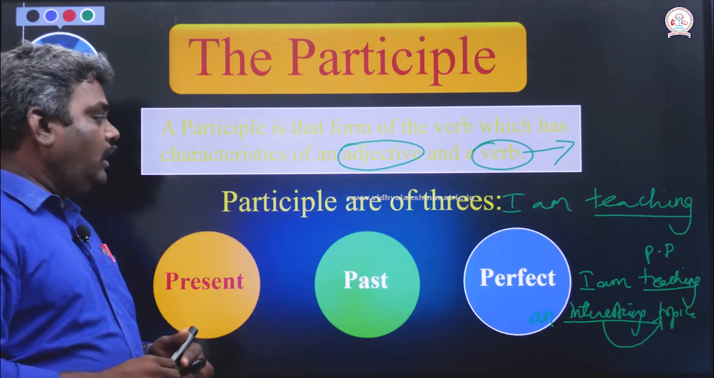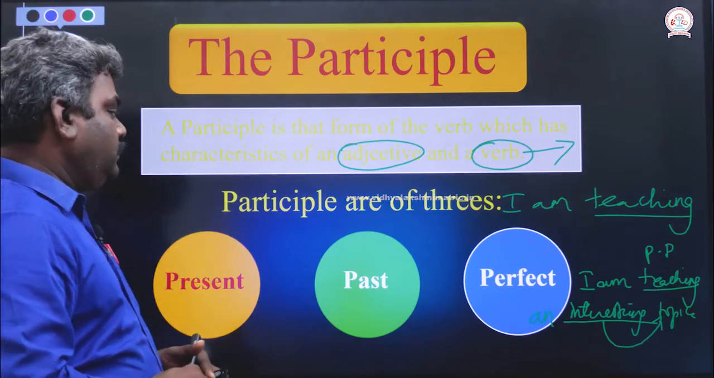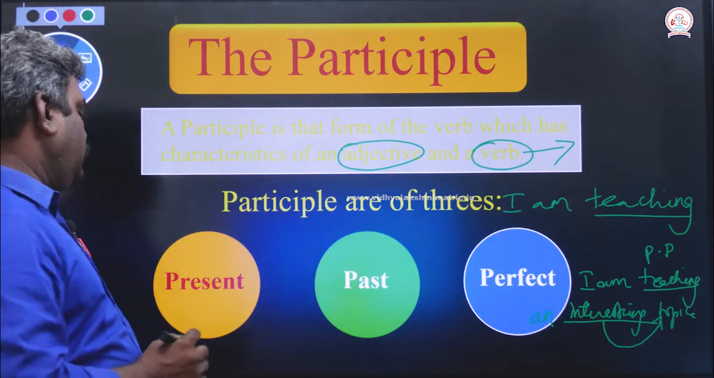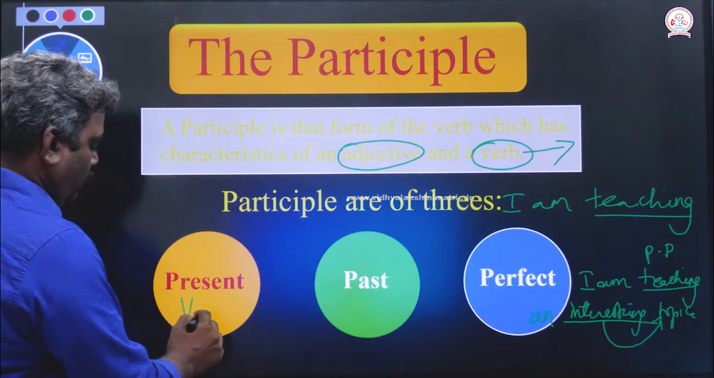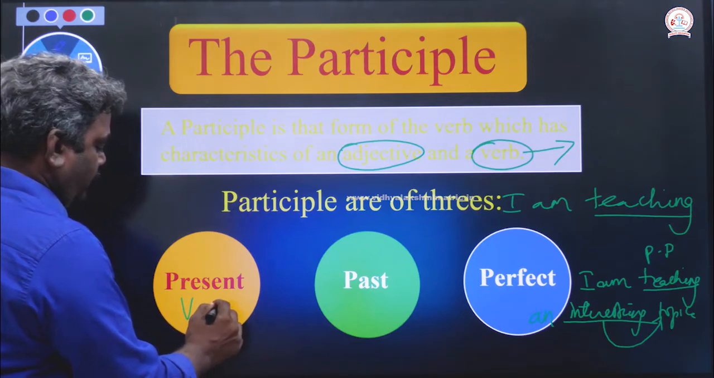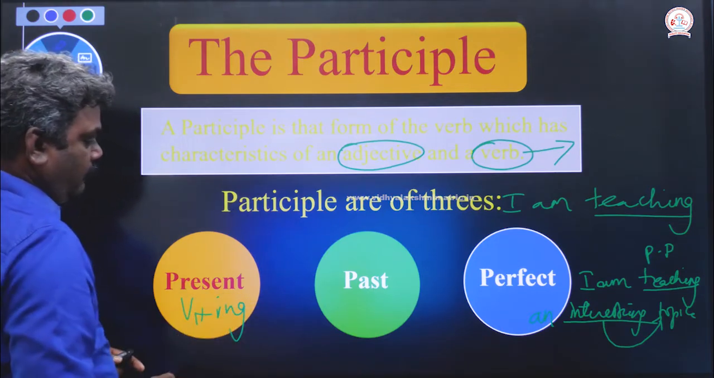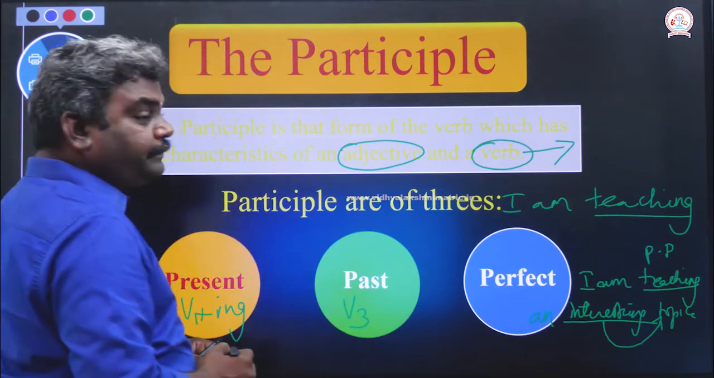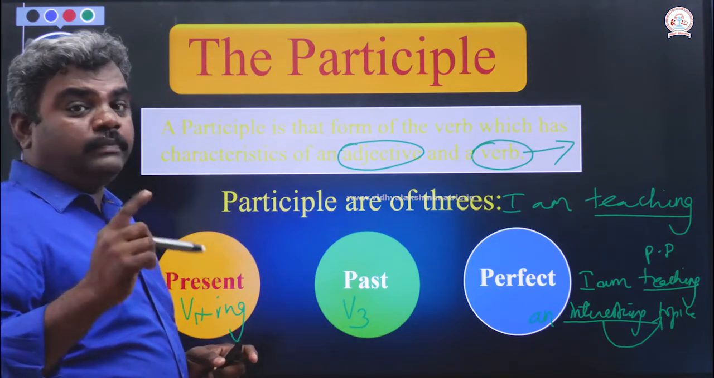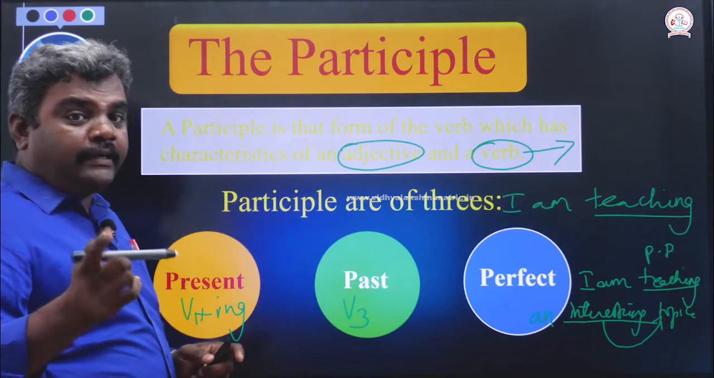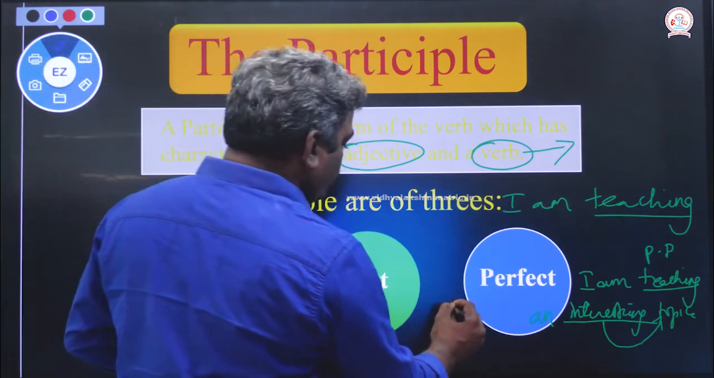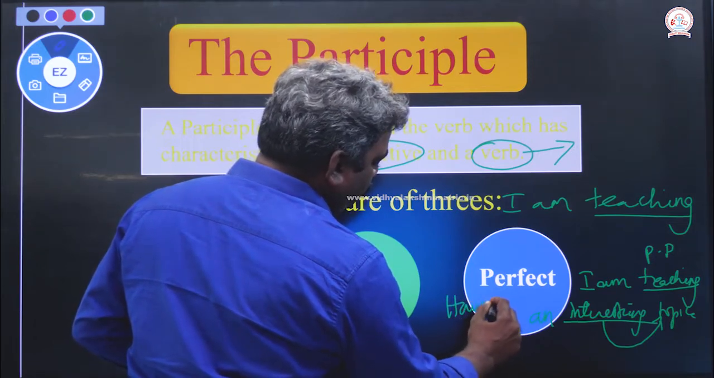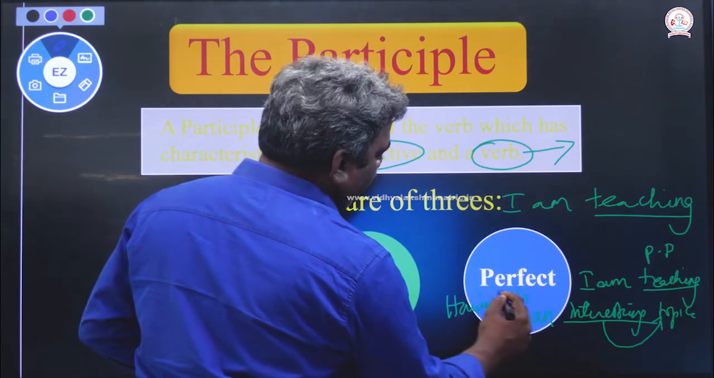Participles are of three types. Okay, present, past, perfect. Present: V1 plus ing. Past: V3. Write, wrote, written. Come, came, come. Run, ran, run. Perfect: you can use the word "having" plus V3.